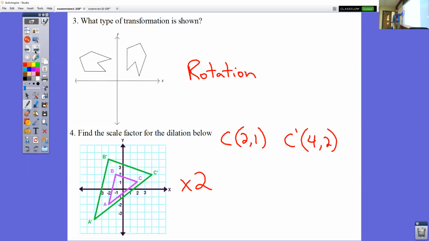In question number 3, I'm going to call this a tooth. All right, the tooth turns, it's on its side, and then it's up and down. Anytime a picture turns, it is a rotation.